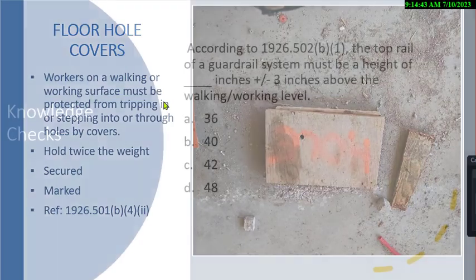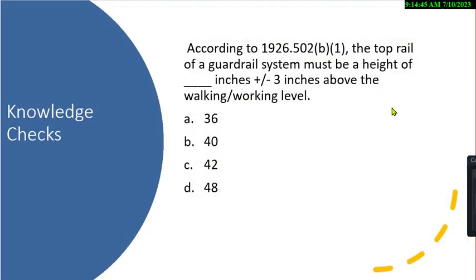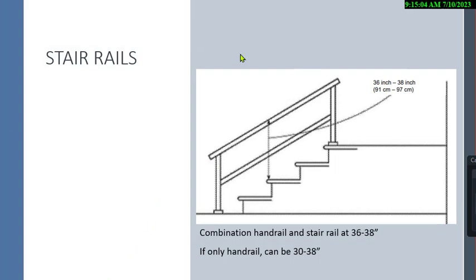So according to the standard, top rail guardrail system must be how many inches high on a standard guardrail? Very good. C. 42 inches. Stair rails, they usually have not asked this question on the test in a long time, but I just put it in here.